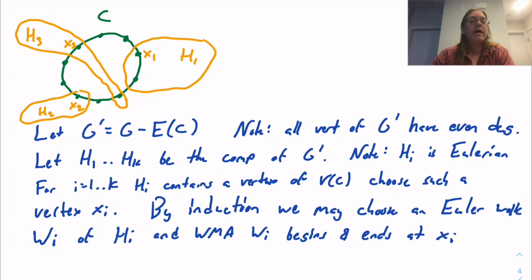And now I will tell you how we will construct our Euler walk in the original graph. I'll imagine basically starting at a vertex on our cycle and just walking around the cycle, but we're going to take detours. Anytime you walk to a vertex that's one of your xi's, as soon as you step on x1, you pause your travel around the cycle and you just follow that walk W1, that Euler walk for the graph H1, right?